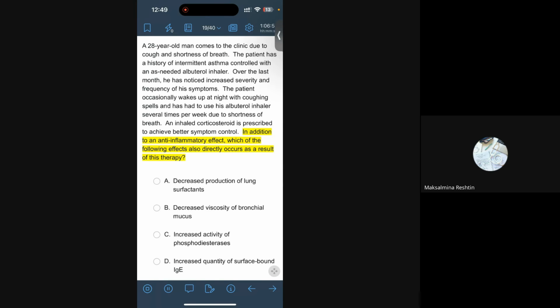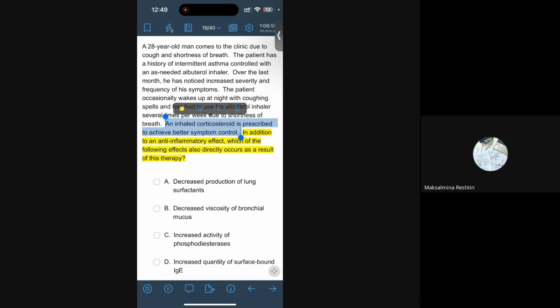An inhaled corticosteroid is prescribed to achieve better symptom control. The patient was using an albuterol inhaler, then we added a steroid. The question asks, in addition to the anti-inflammatory effect, which of the following also directly results from this?